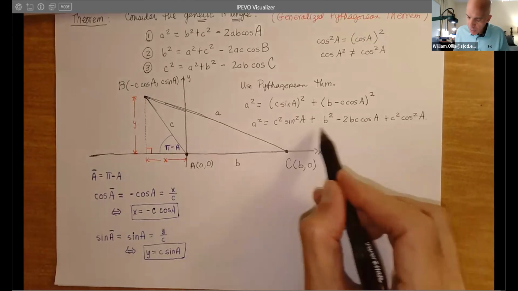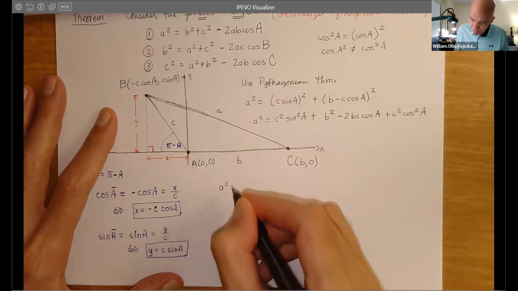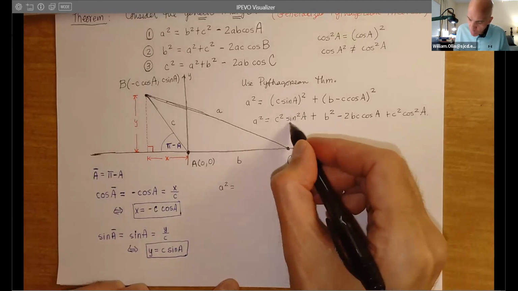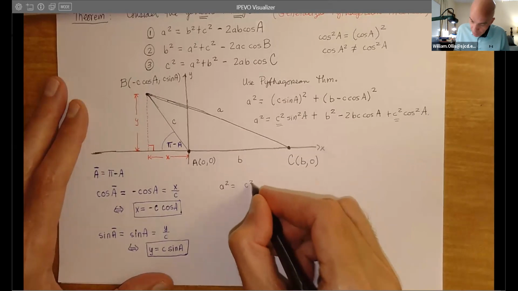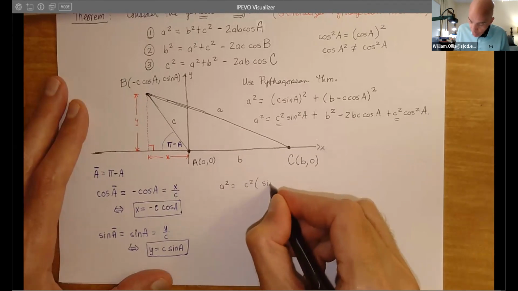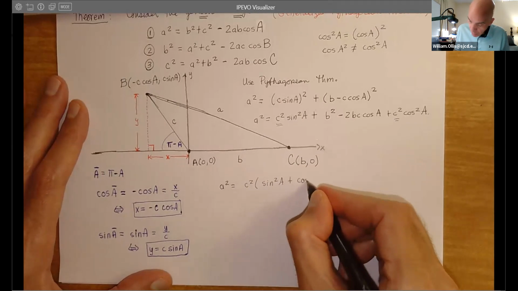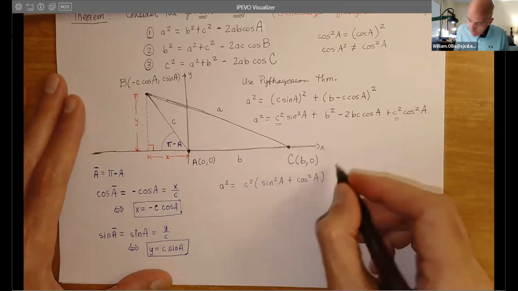So now we look at this and say, well, let's bring the computation down here. We have a squared, and we've got a c squared here and a c squared here, so we can factor. So we have c squared times sine squared A plus cosine squared A. So that takes care of these, and then these are fixed.